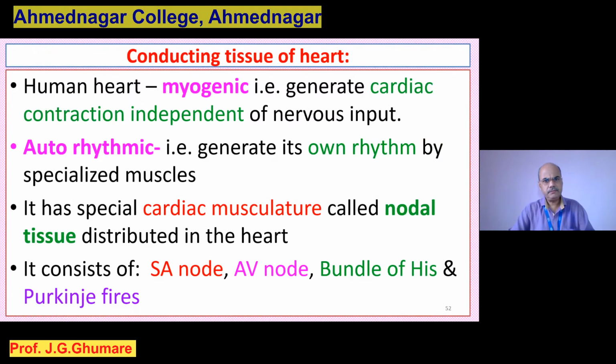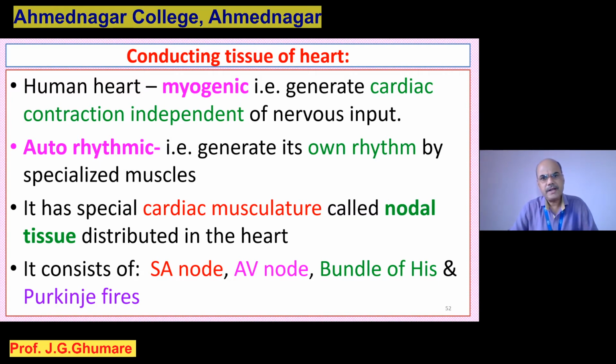An important topic I said we want to discuss is the conducting tissue of the heart. Remember, the human heart is myogenic in nature. Again, we'll make the concept clear. What is myogenic and the other one called neurogenic? Lower animals like insects and some crustaceans have a neurogenic heart. Neuro means nervous system.